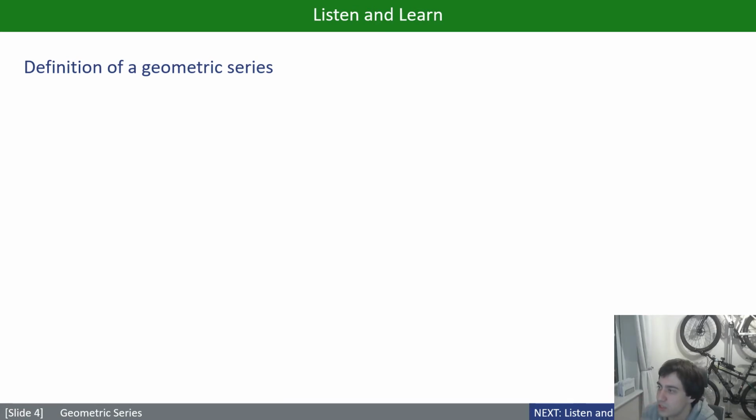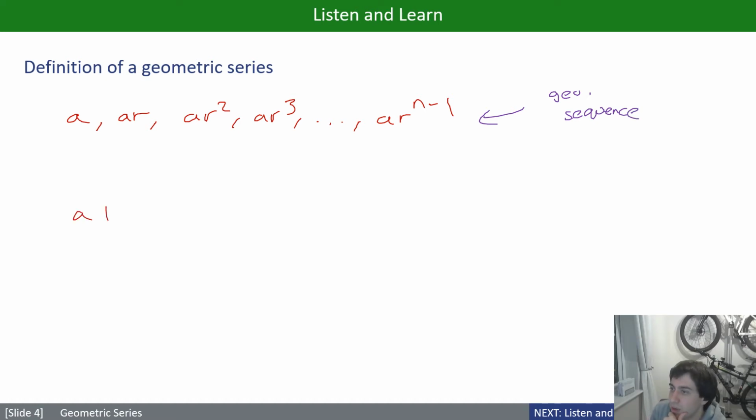So we said a geometric sequence starts with a, then you've got ar, then ar squared, ar cubed, and so on, and then we have ar to the n minus 1. That is the general form of a geometric sequence. The series is therefore a plus ar plus ar squared plus ar cubed plus dot dot dot plus ar to the n minus 1. And that is a geometric series.